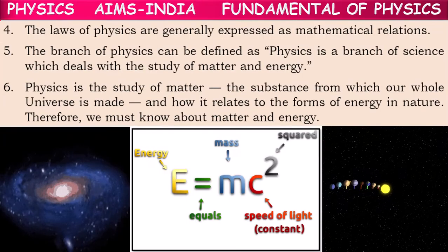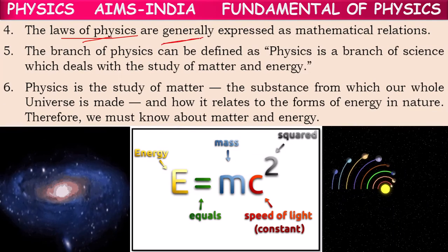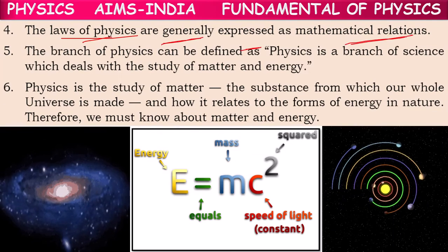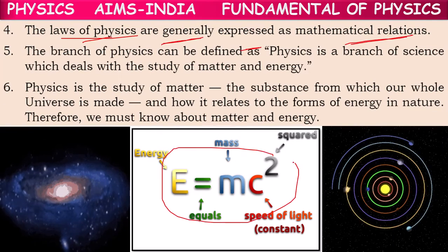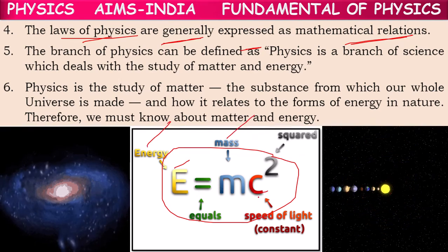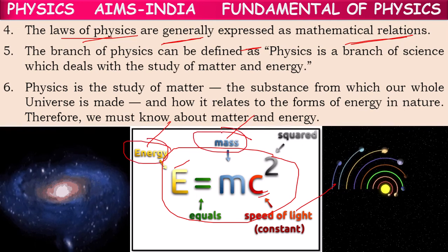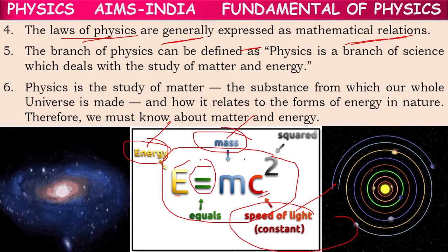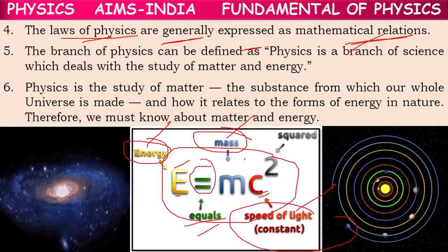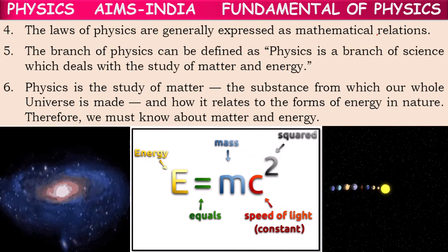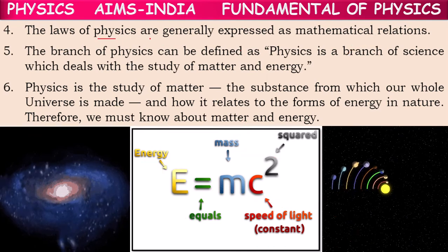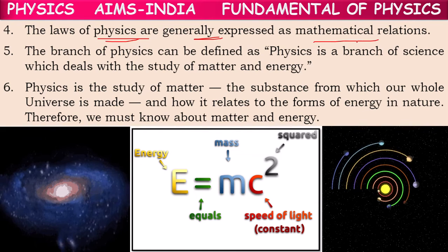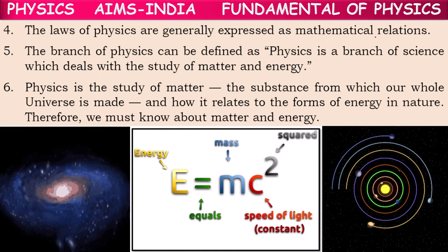Okay, next. The laws of physics are generally expressed as mathematical relations like E equal to mc square, where E is energy, m is mass, c is speed of light. These physical quantities are combined with the help of an equality sign, like a mathematical relation. So the laws of physics are generally expressed using mathematical relations.